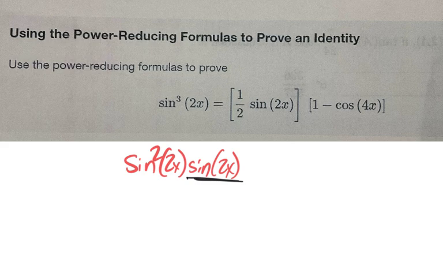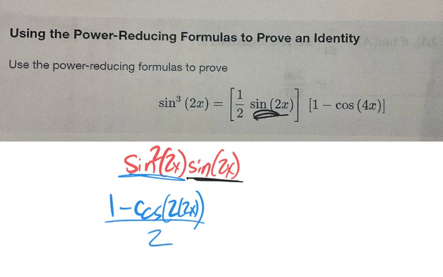Okay, so stop that, Cody. Stop it. Look at this, I don't want a sine squared. So I'm going to rewrite this portion. I'm going to rewrite sine squared of x. Using that reduction formula, sine squared of theta is equal to 1 minus cosine times 2 theta. This time theta is 2x over 2. And again, I'm just going to bring down the sine of 2x.